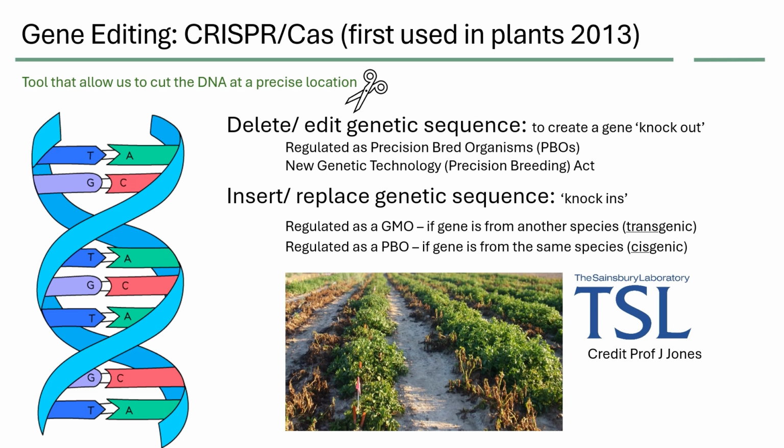These would continue to be regulated as GMOs if the gene was from another species. So if we were to take a disease resistance gene from a wheat plant and put it into tomato, they would count as transgenic. So they're going from one species to another, and they would need an additional regulatory oversight. But if we were to take a gene from, say, a potato plant and reintroduce it into a potato plant, this would be referred to as cisgenic, because the endpoint could have been achieved through traditional breeding approaches.